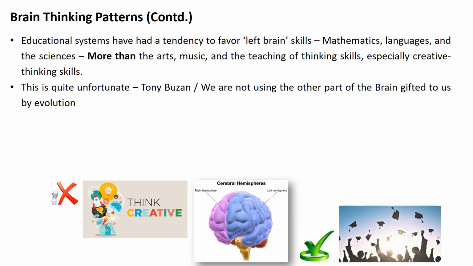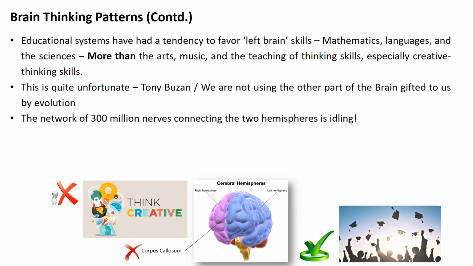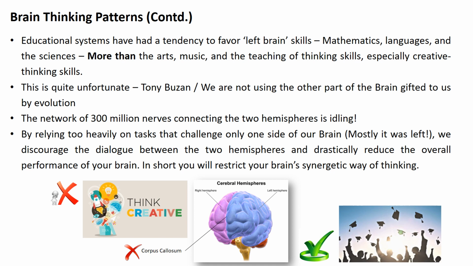We saw in the last video that the cerebrum is divided into 2 parts, the left and the right cerebrum, and they are connected by nearly 300 million nerves. So by not using one part of the brain, we are not only idling that part of the brain, but we are not even using those 300 million nerves which are connecting these 2 hemispheres. By relying heavily only on the left part of the brain, we discourage the dialogue between the 2 hemispheres of the cerebrum and we reduce the overall performance of our brain.